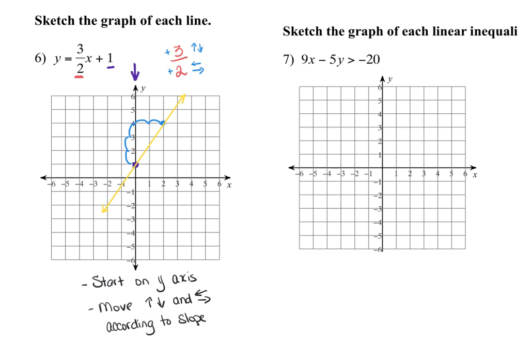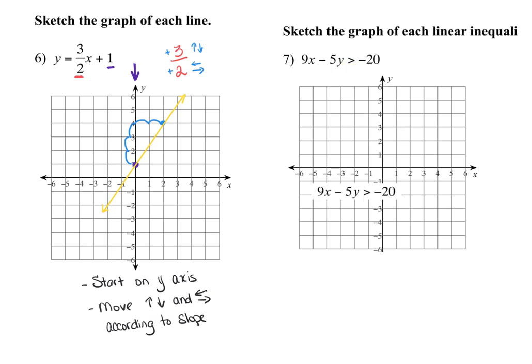The next problem is an inequality. So this one has a greater than or less than sign. That's how we know it's an inequality. So what we're going to do is we are going to take that function and we're actually going to put that in slope-intercept form first.